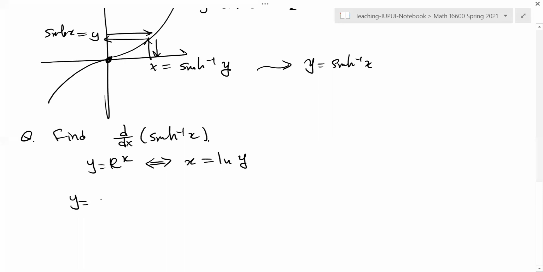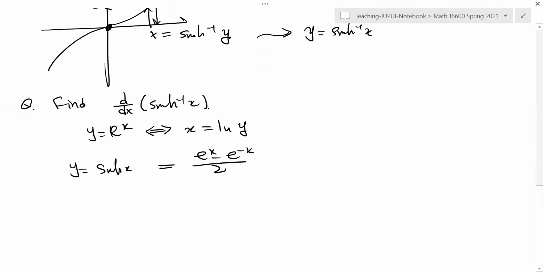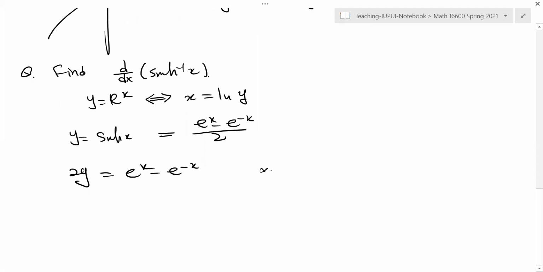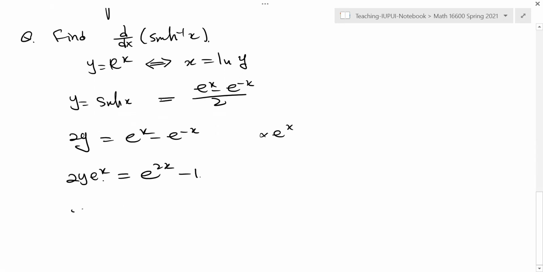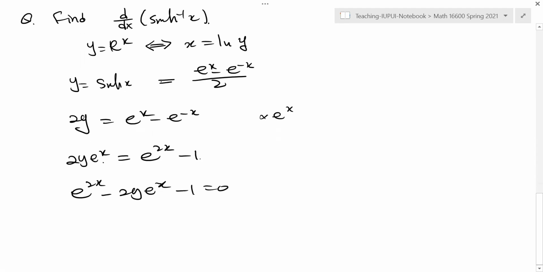So we have, right, we're trying to solve for x. So what we get here is y equals e to the x minus e to the negative x, over 2. I'm trying to find x. Am I able to do that or not? Well, it's possible. You multiply both sides by 2, then you multiply both sides by e to the x. So 2y e to the x equals e to the 2x minus 1. All right. So then you have e to the 2x minus 2y e to the x minus 1 equals 0. This is a quadratic equation.